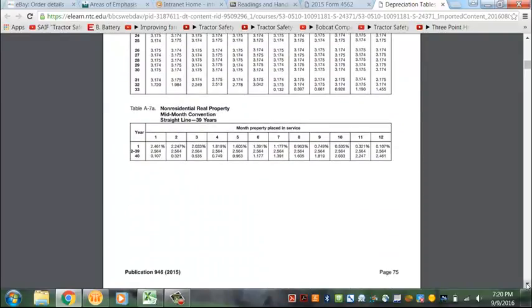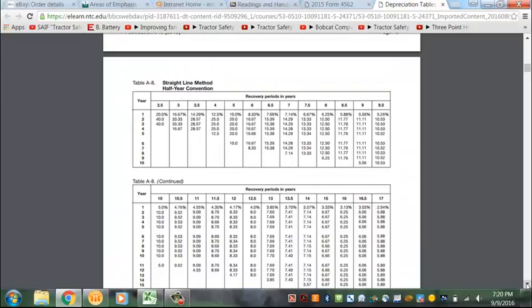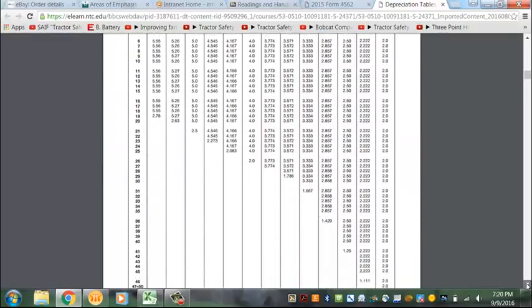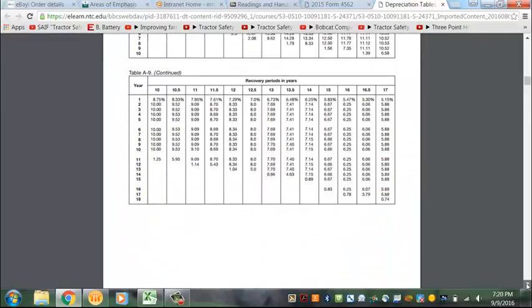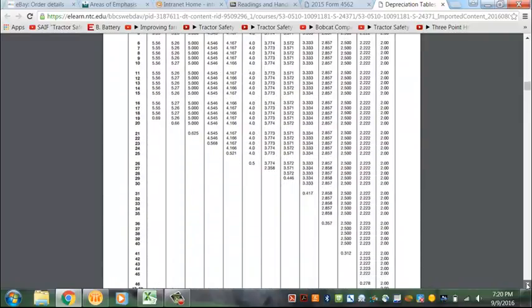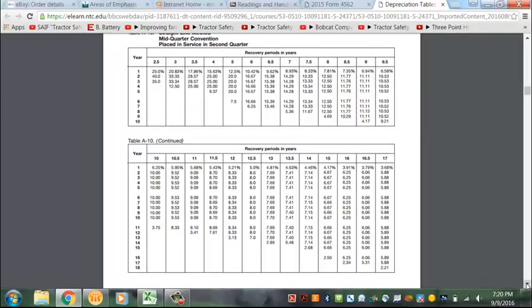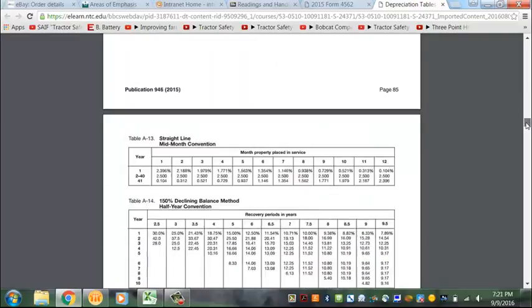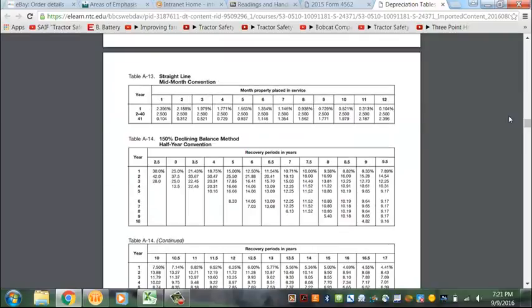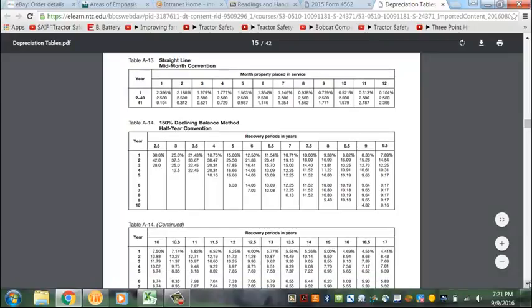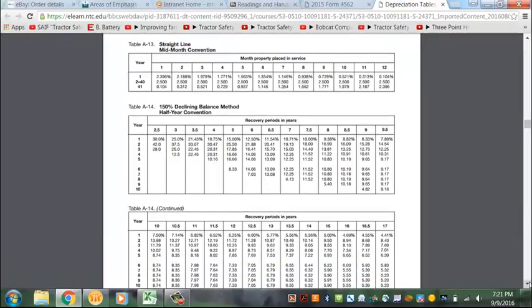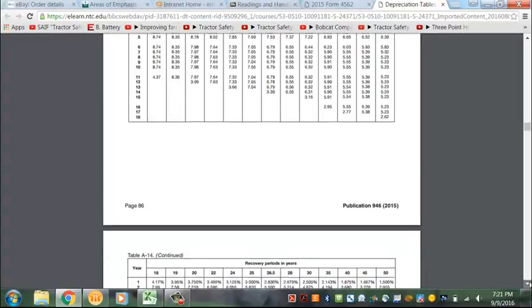The majority of what you're going to be looking for is going to be up in the top part of the tables, but feel free to scroll down if you want to look through them, see how different the periods are as far as what percentages change and whatnot. But otherwise, what we are going to do is go down. Remember, we are using the 150% declining balance method. So that means that you can save this or bookmark this page 15, because this is where it starts.